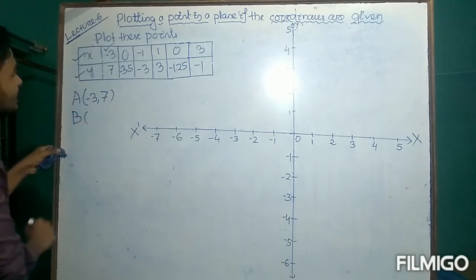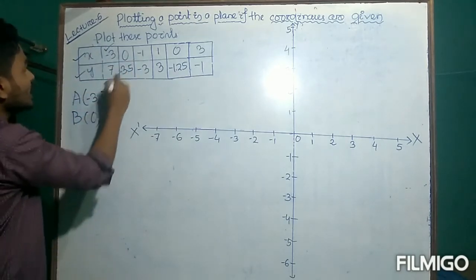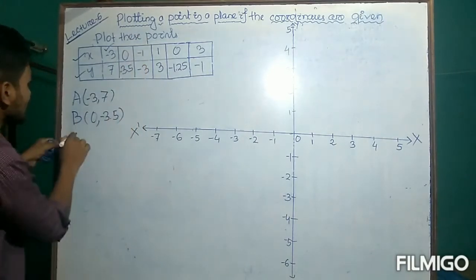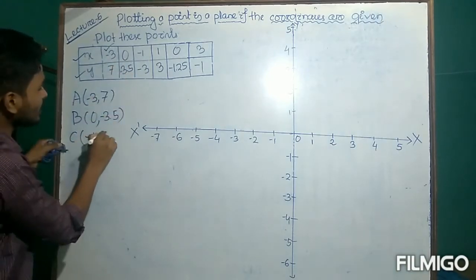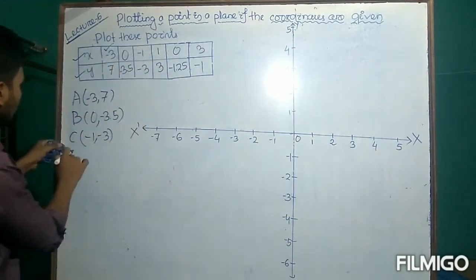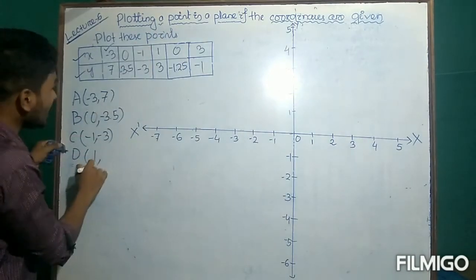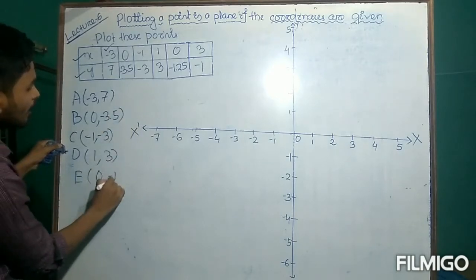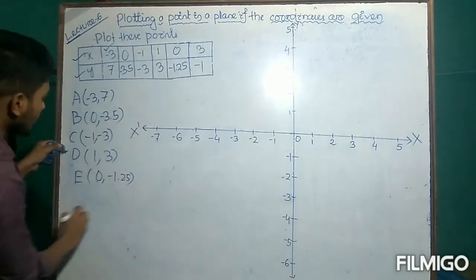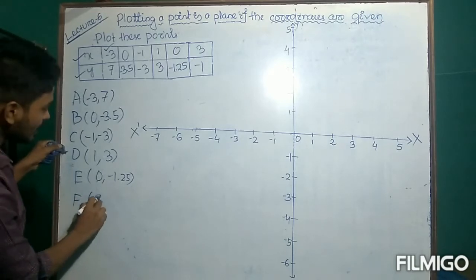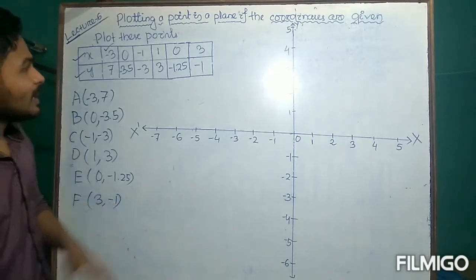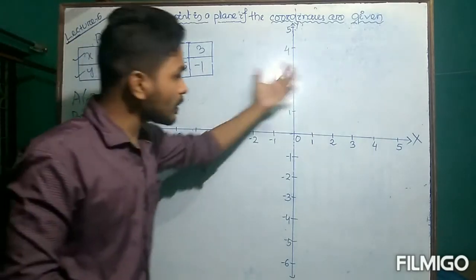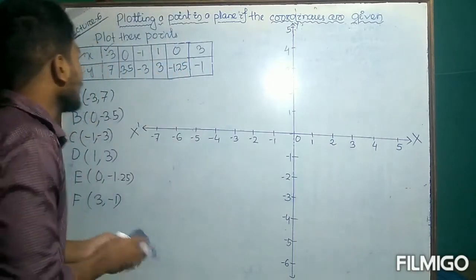For point B, the x coordinate is 0 and the y coordinate is minus 3.5. For the third point C, the x coordinate is minus 1 and the y coordinate is minus 3, and for point D, the x coordinate is 1 and the y coordinate is 3. For point E, it is 0, minus 1.25, and for the last point, its coordinates are 3 and minus 1. So from these boxes we have determined all the points, and now we have to represent those points on this Cartesian plane.